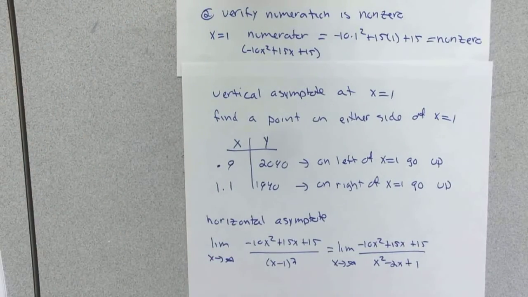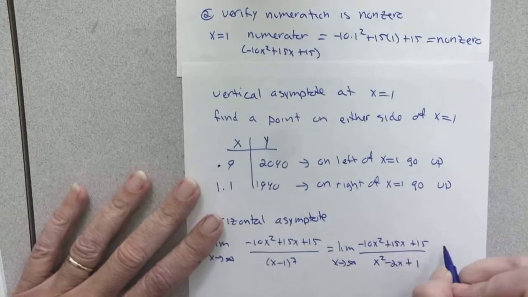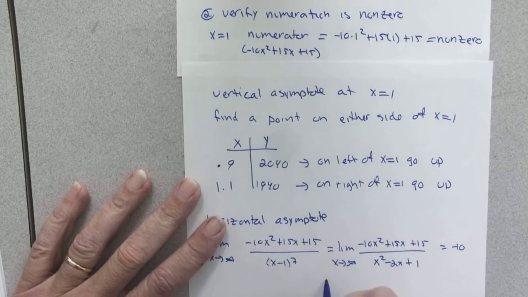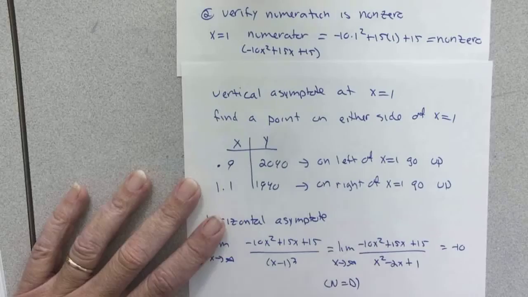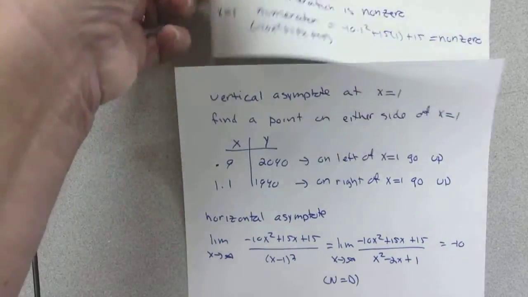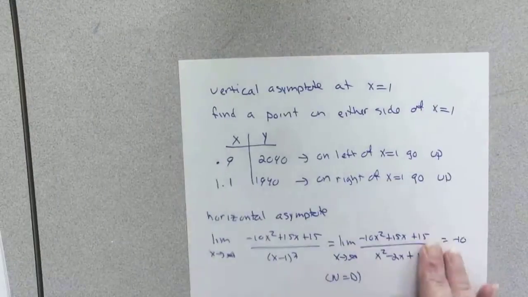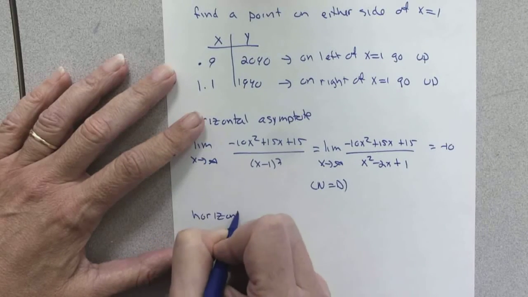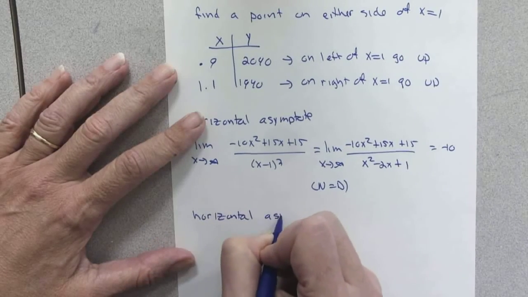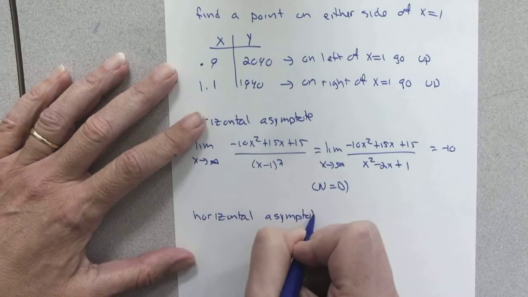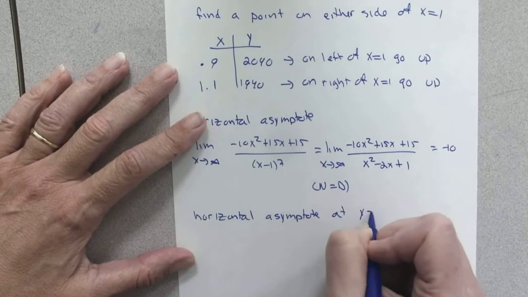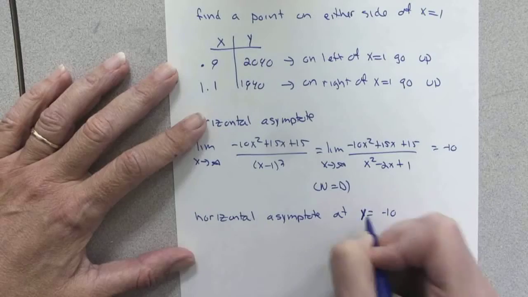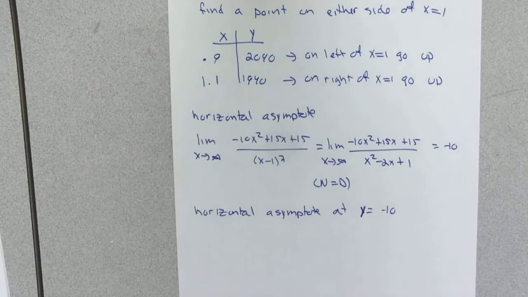Then my degrees are equal here. So that's going to be negative 10. The degree of the numerator equals the degree of the denominator. And so we have a horizontal asymptote at y equals negative 10. And there are all my calculations. And now I just have to graph it.